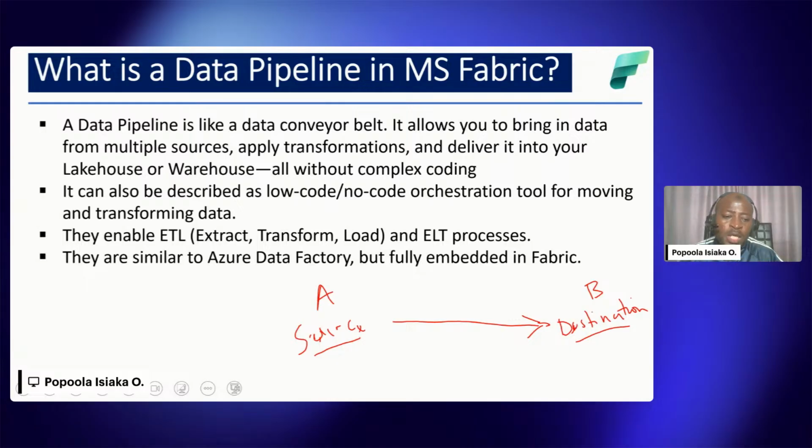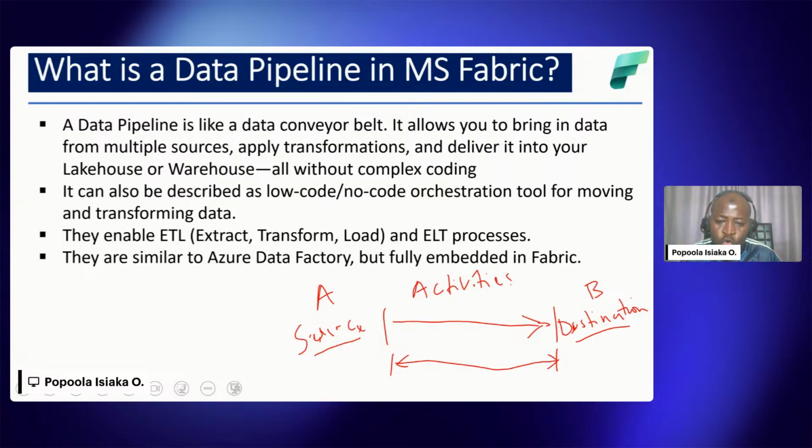Now, in between point A and point B, there could be a lot of activities that can happen. If I want to move my data from point A to B, what are the likely activities that can happen? It may be that the arrangement of the data at the source was not properly done, and there could be transformational activities that I may need to do before it gets to the final destination. So that's a pipeline.